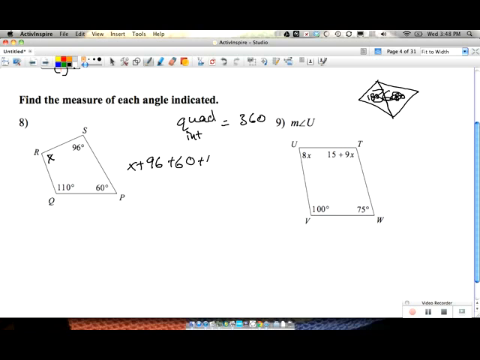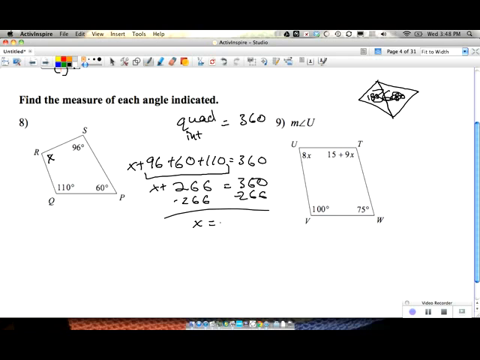Well, let's simplify these here. Let's combine some like terms. That's going to be 156 plus 110, or 266. So x plus 266 equals 360. When I subtract 266 from both sides, I would get x to be simplified to 94. So 94 degrees is my answer for x.